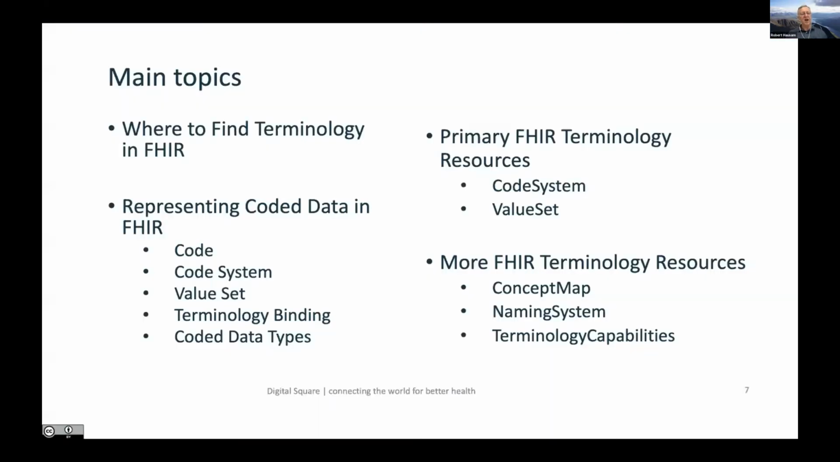So the main topics that we're going to try to cover are where we can find information about terminology in the FHIR specifications. It's obviously important to know where to look for things, and so we'll show a little bit about that, and some basics on what tools we have available for representing coded data in FHIR. We'll go through the details there. Look at the primary FHIR terminology resources, and then some of the other important, but maybe not quite as bread and butter, terminology resources.